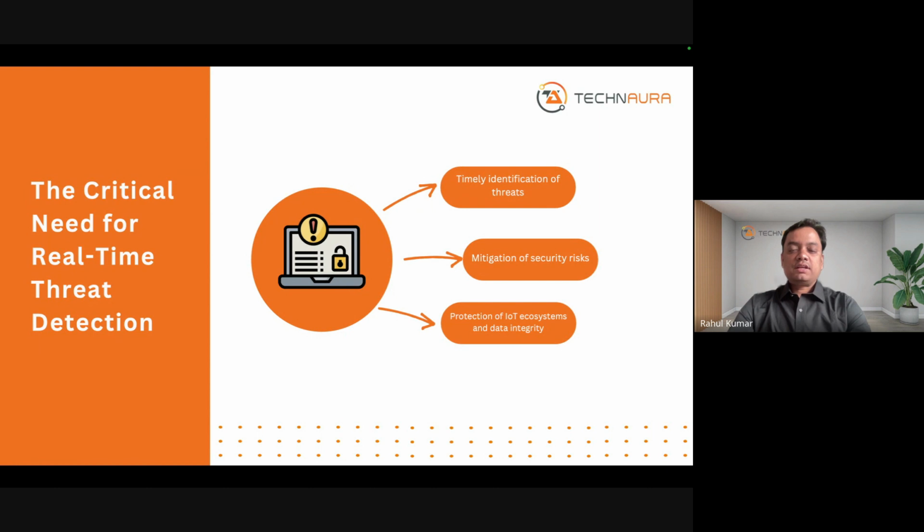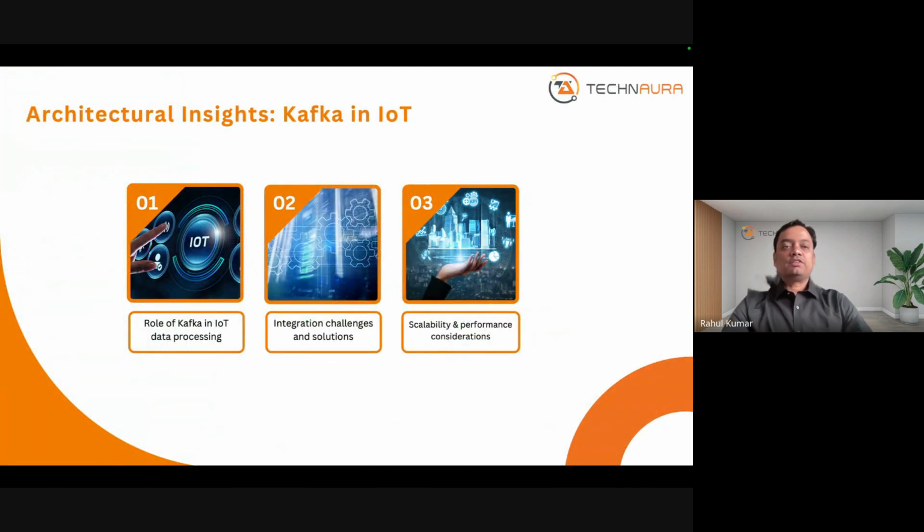Okay, so I'll take you to the next slide here. I'll talk about the architectural insight of Kafka in IoT. Kafka plays a very vital role in the IoT space. IoT is connected devices that send data to the internet, from your smart home, your smart car, or your telematics data, to Kafka, and from Kafka it can generate different kinds of analytics.